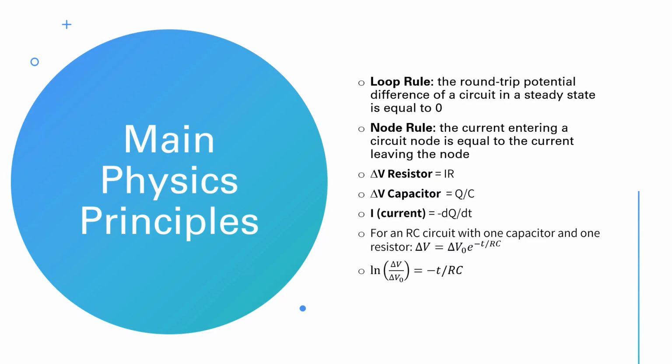The loop rule and the node rule are two important physics principles in this lab. The loop rule says that the round-trip potential of a circuit must be zero, and the node rule says that the current entering a node equals the current leaving it. Some other important equations are shown here, and then to find our RC value later on, we will use this equation, which is derived from this value of delta V.